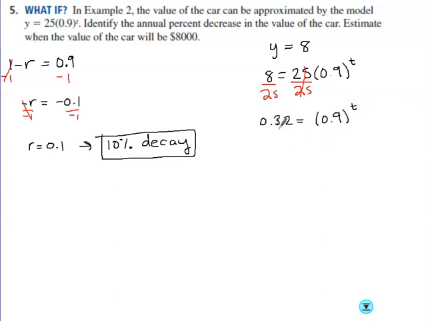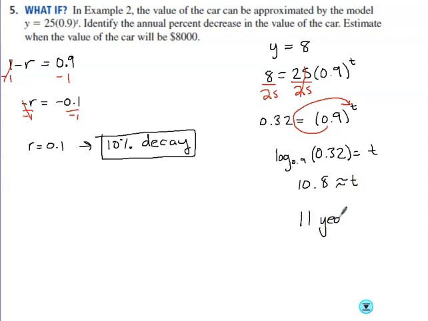Since I'm unable to write these as the same base, I'm going to use logs to rewrite. Log with a base of 0.9 of 0.32 is going to equal t, and we plug that into our calculators. I'm getting about 10.8 for my value of t, so I'll go ahead and round that to in about 11 years, the car will be valued at $8,000.